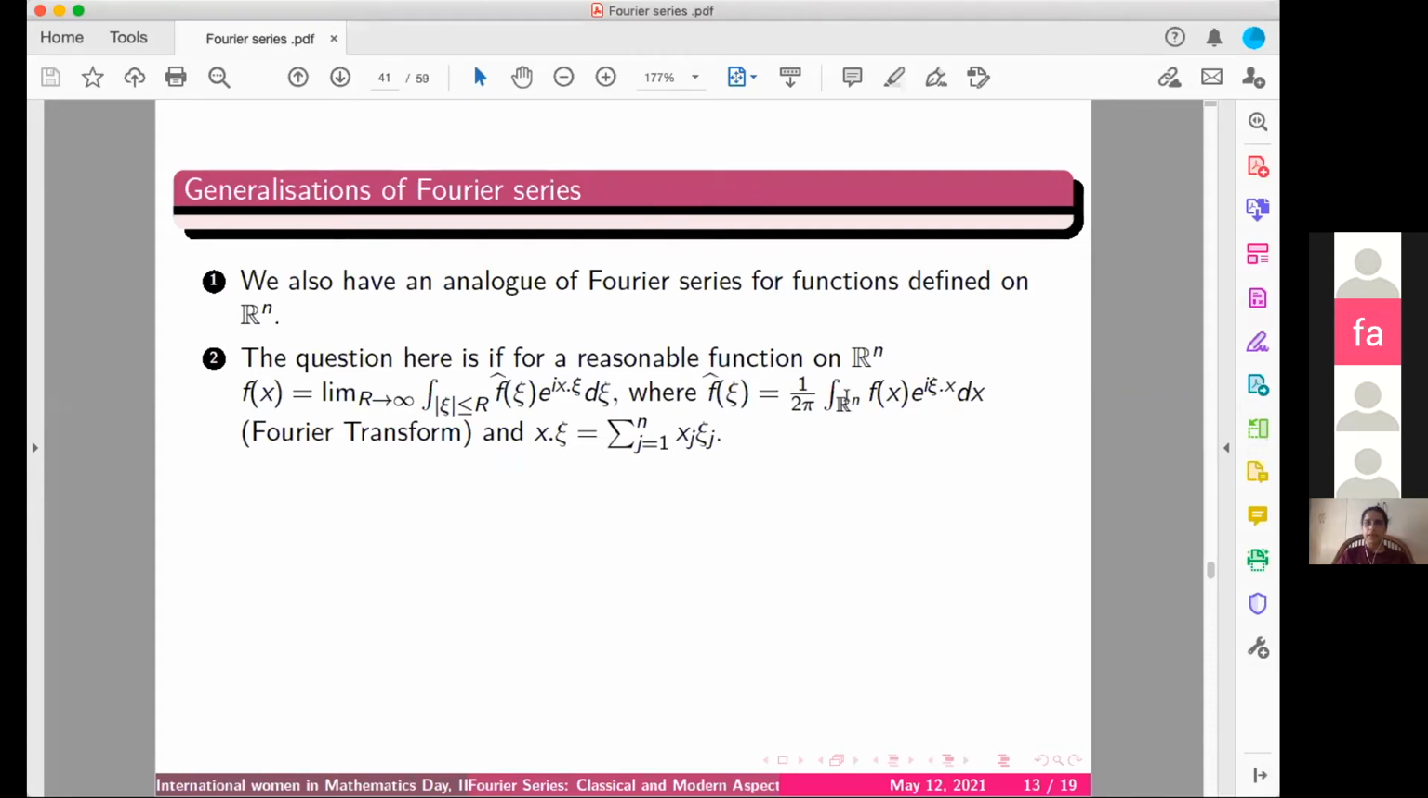Okay. And in Rn, instead of psi times x, psi is a vector in Rn, and x dot psi is just the inner product of x and psi, where x is in Rn and psi is in Rn. Okay. So this is called the Fourier transform. And you see, here the Fourier transform is a function, and on minus pi to pi, it was just a sequence, right?